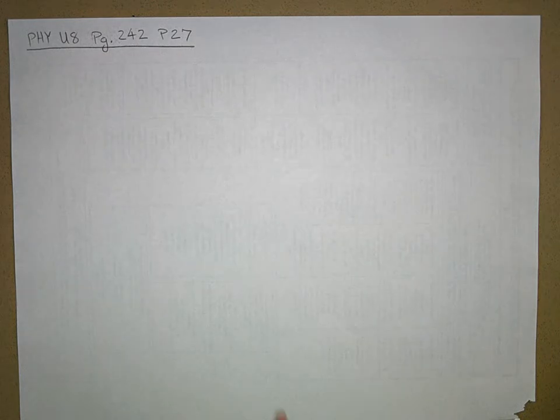Let's do problem 27 on page 242 of your book. And let me read the problem out loud. It says, Robin pushes a wheelbarrow by exerting a 140 Newton force horizontally. Robin moves it 60 meters at a constant speed of 25 seconds. A, what power does Robin develop? And B, if Robin moves the wheelbarrow twice as fast, how much power is developed?